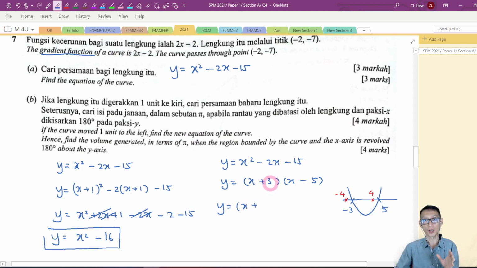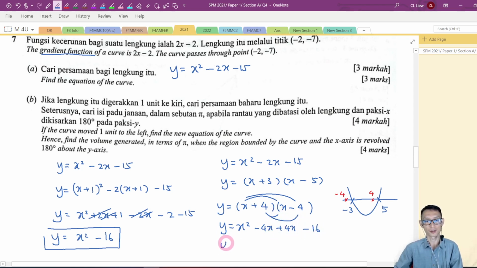Plus, instead of writing 3, now I'm going to write 4. Minus, instead of writing 5, now I'm going to write 4. Okay, just do some expansion. x squared minus 4x plus 4x minus 16. Minus 4x plus 4x, they will cancel out each other. So eventually we are left with x squared minus 16. Okay, both methods give you exactly the same answer.